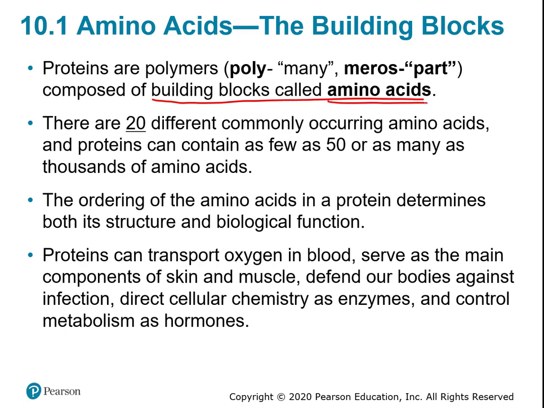There are 20 different amino acids that are used to build all the proteins that your body uses. Some proteins are small, like insulin. Insulin is like 38 amino acids long. It's a pretty small protein.